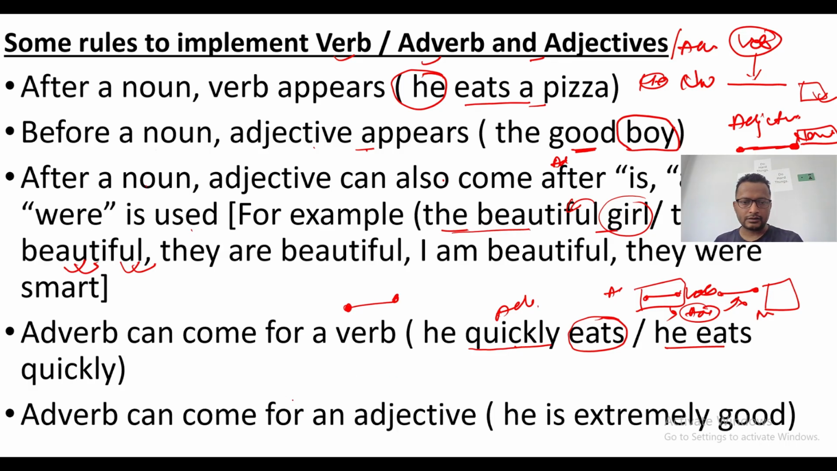Now, an adverb will never come for a noun, right? So for example, "he is quickly." What? It doesn't make any sense, right? So an adverb will never come for a noun. An adverb can come for another adverb also.